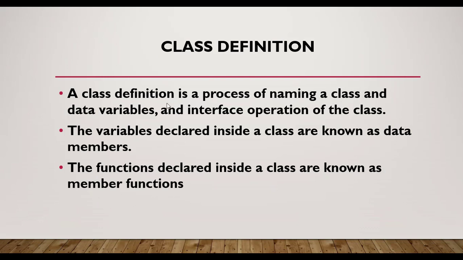So what is a class? Class is a way of grouping objects of similar characteristics. And class definition is giving the name to that class. For example, we give the name for the class as student. We give the name for the class as car. Then it becomes a process of naming a class. We are defining a class, along with defining the data members and the interface operations of the class.